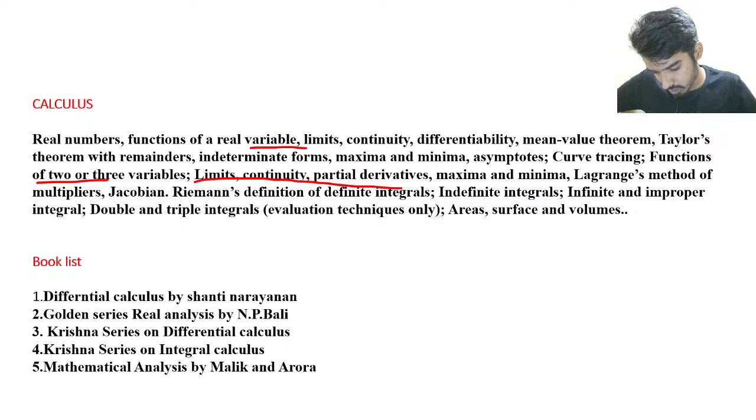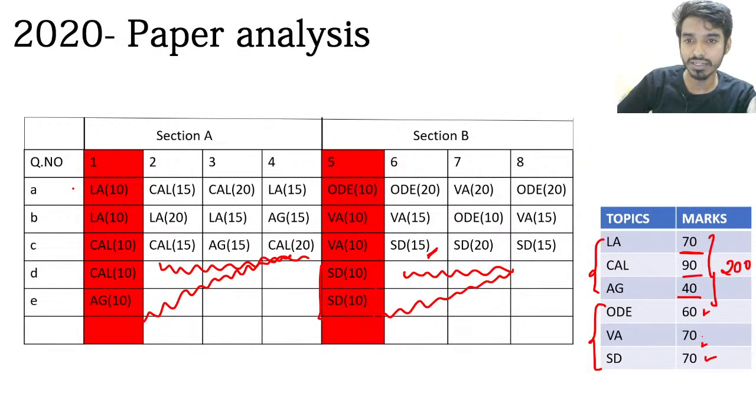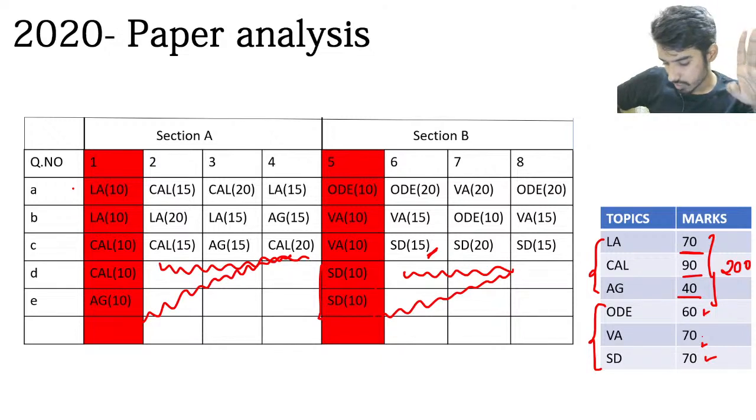Prabhu Kumar asks, sir, from what topic can we expect questions 1 and 5? As I said earlier, this is not fixed by UPSC. From previous trends, what we observe is that in the first question we have a mix of linear algebra, calculus, analytical geometry. In the fifth question we have a mix of questions from ODE, vector analysis, statics and dynamics. So these are the questions we will get in question 1 and question 5, based on previous trends. LA stands for linear algebra, CAL stands for calculus, AG stands for analytical geometry, right?